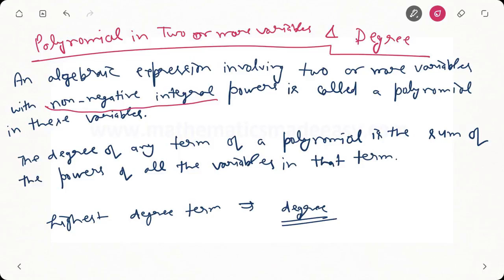So I will give an example. Just before that, if we want to know the degree of any term, the degree of the term is the sum of the degrees of each variable. Correct. And the maximum degree throughout the polynomial is called the degree of the polynomial.